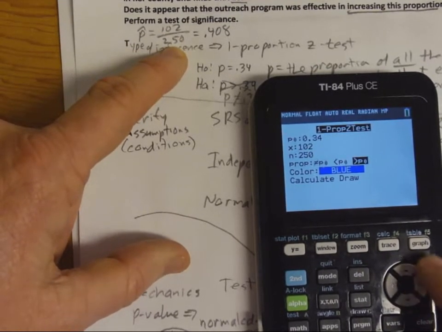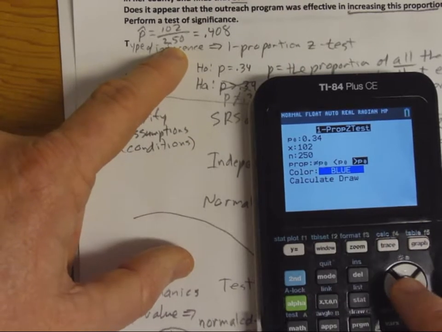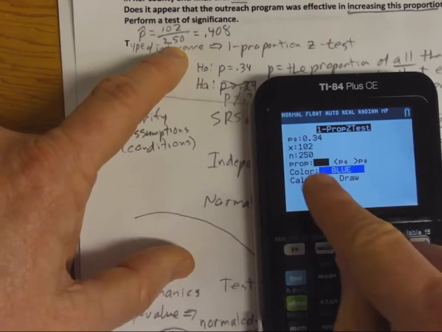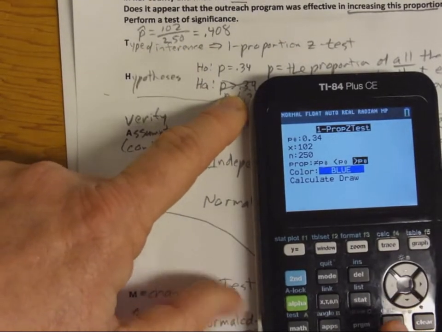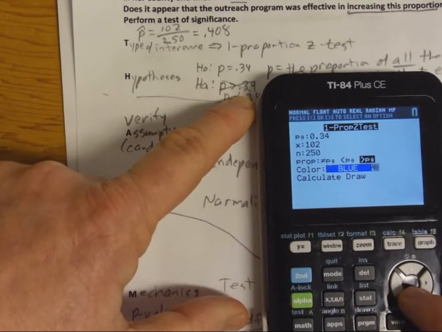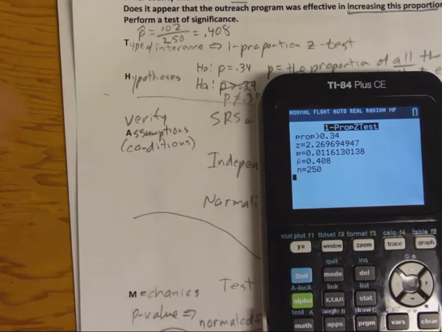All right, and then here's your alternative. So this line is your alternative: two-sided, meaning not equal to, is it less than, or is it greater than? In this case, it was greater than at the beginning, so that's what we'll do. And so then we'll go calculate, and it'll tell us our p-value.